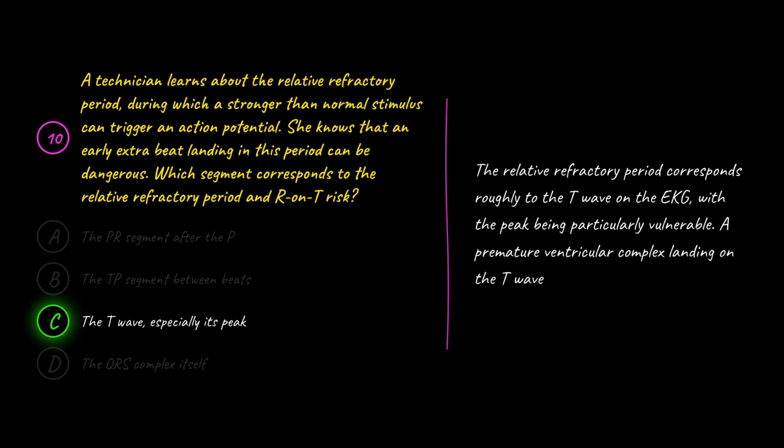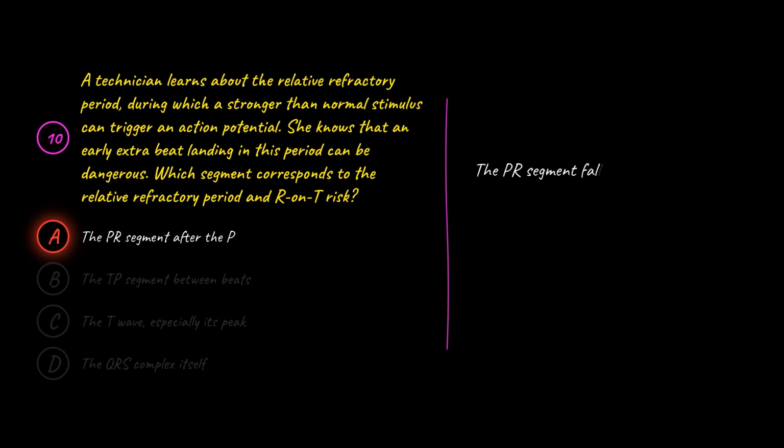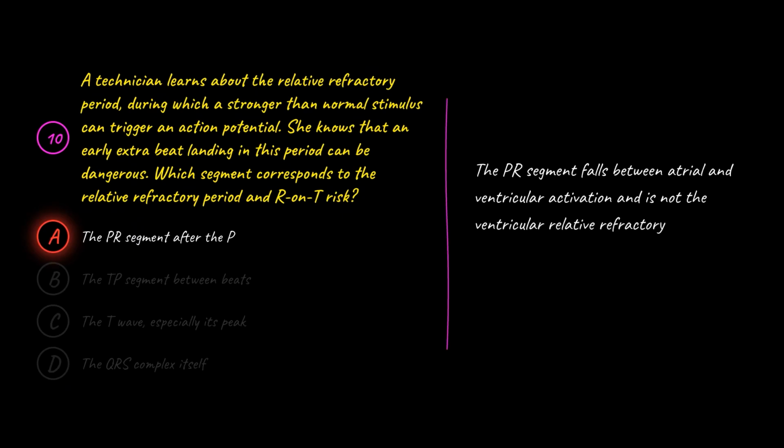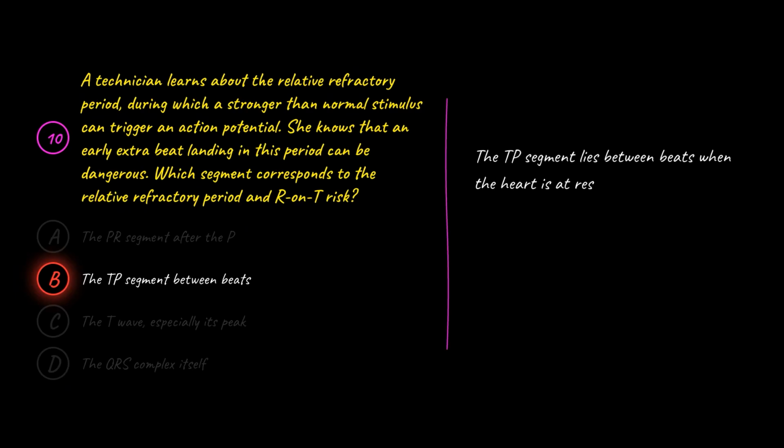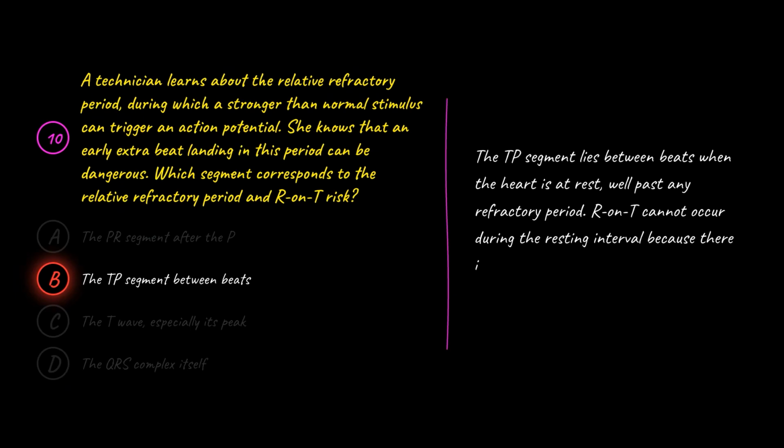can trigger ventricular tachycardia. A is wrong because the PR segment falls between atrial and ventricular activation and is not the ventricular relative refractory window. PR segment timing does not match the T-wave vulnerable period under discussion. B is wrong because the TP segment lies between beats when the heart is at rest, well past any refractory period. R on T cannot occur during the resting interval because there is no vulnerable repolarization gradient there.